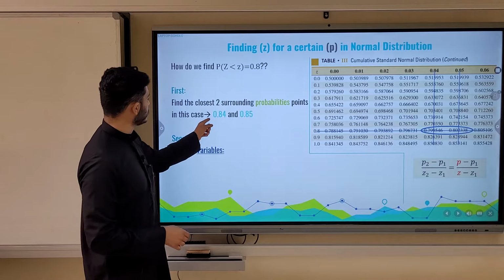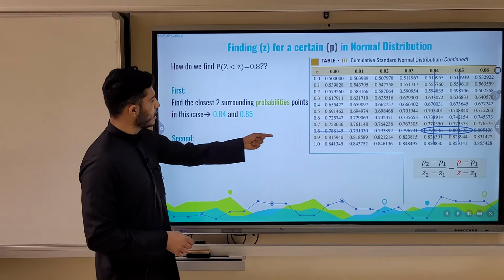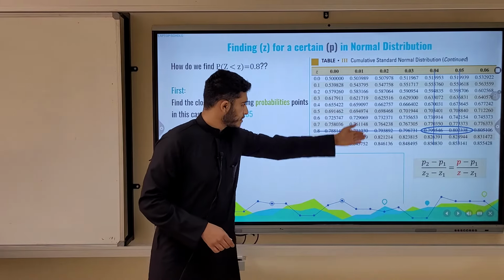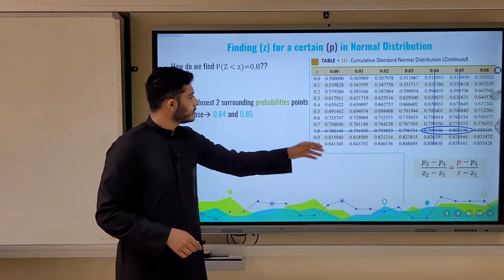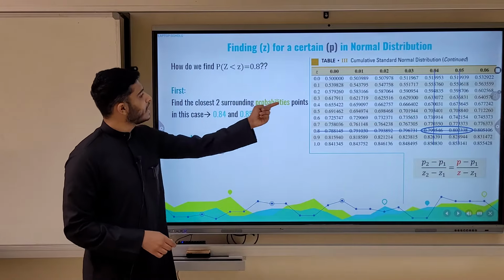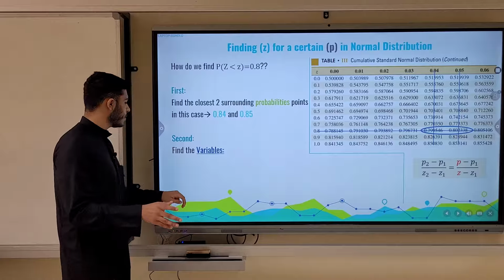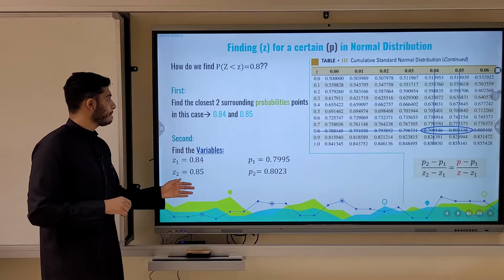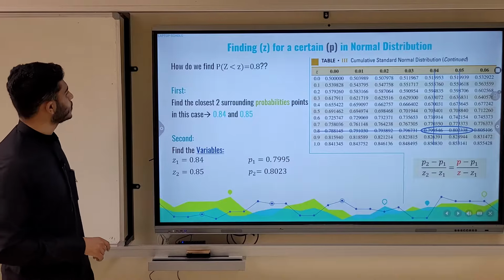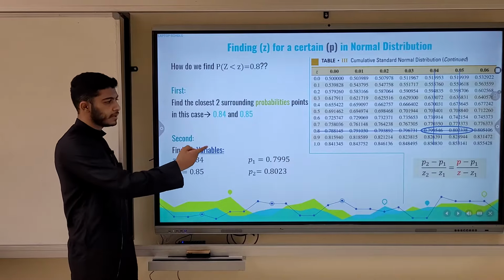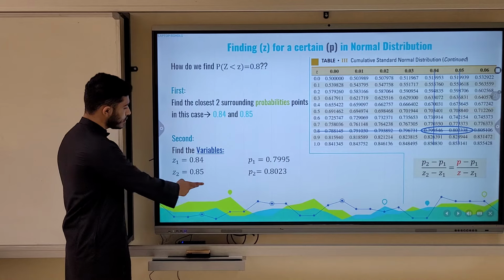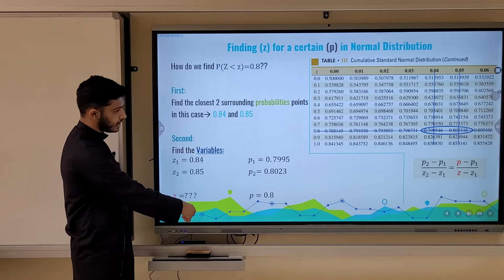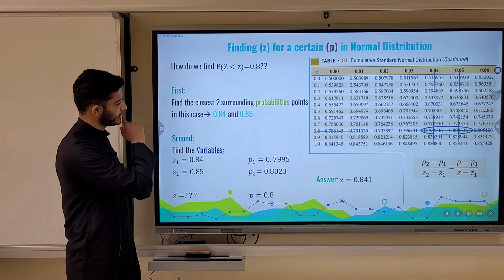The first variable, which is 0.84, written here, is found like this: find the intersection between these two, and you end up with this probability. The same for the second one. With this, we can put the variables that we need here. We know the probability, the red P, but we don't know the red Z. So we just put everything here, and hopefully we end up with the correct answer at the end.